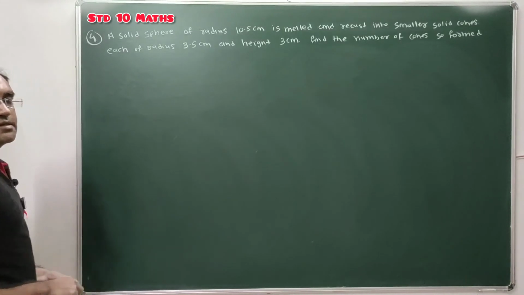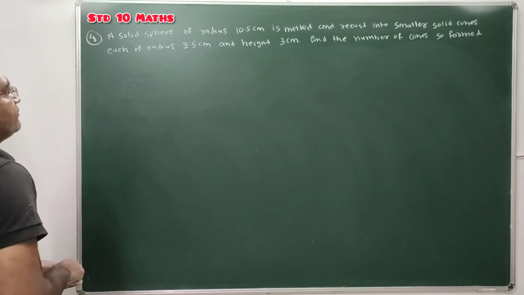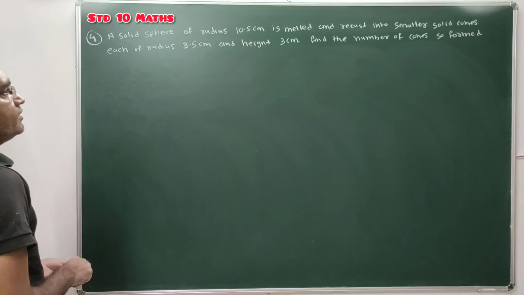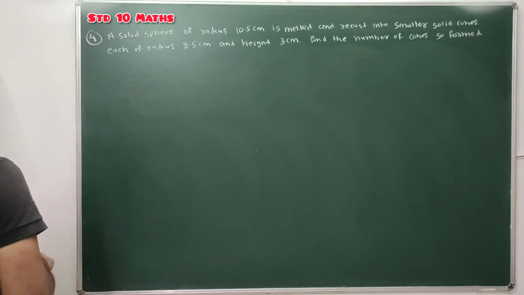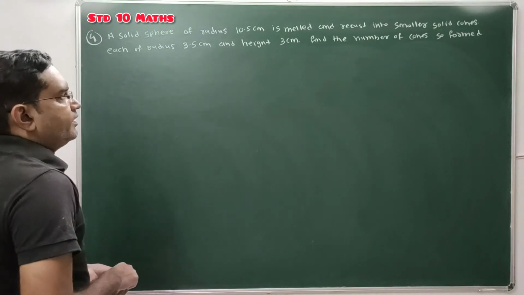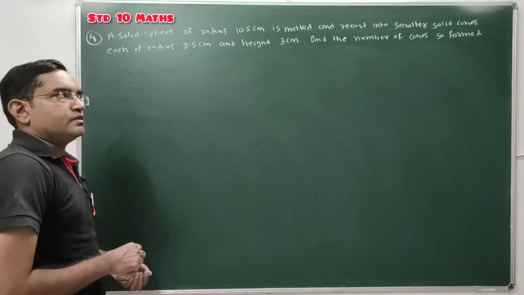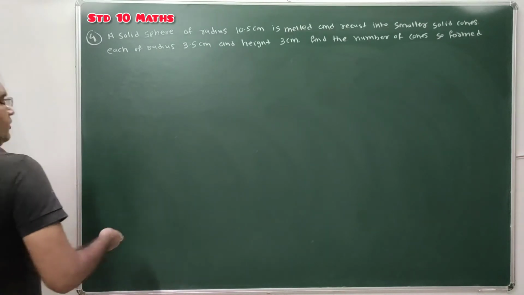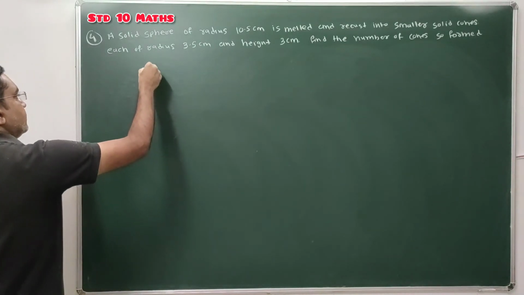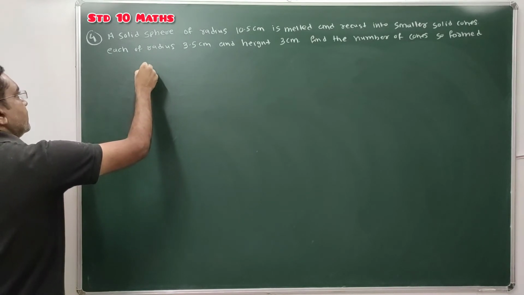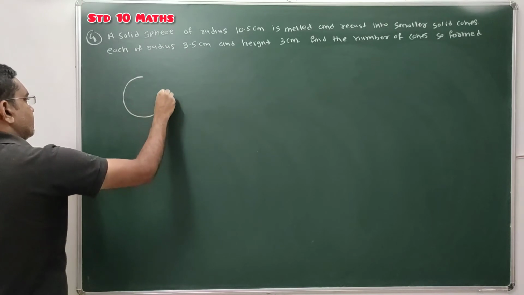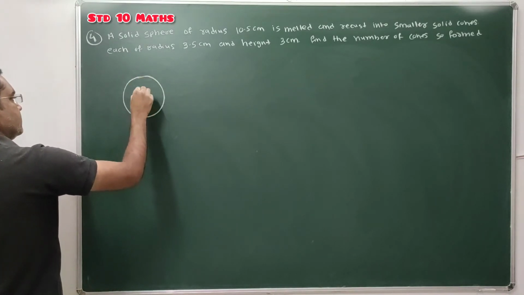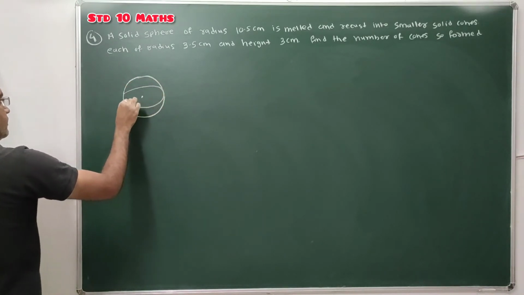Now question number 6. A solid sphere of radius 10.5 cm is melted and recast into smaller solid cones, each of radius 3.5 centimeter and height of 3 centimeter. This is again a conversion of solid form. So here we have to convert a solid sphere. A solid sphere is melted and recast into some other solid.